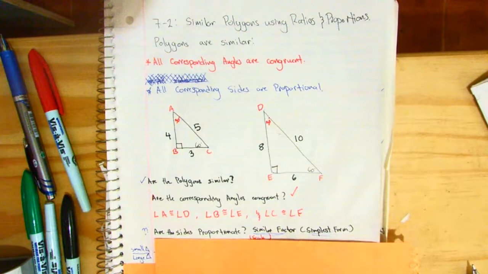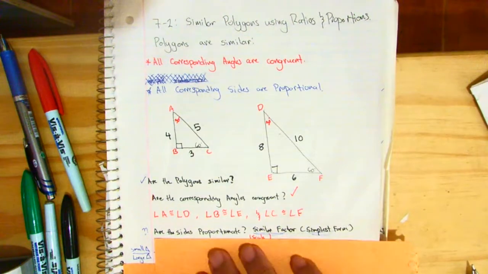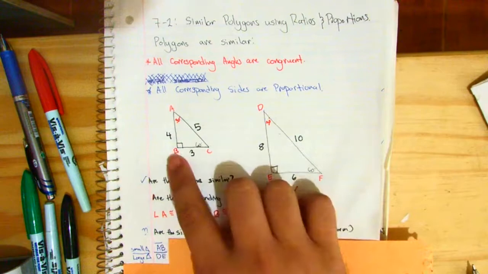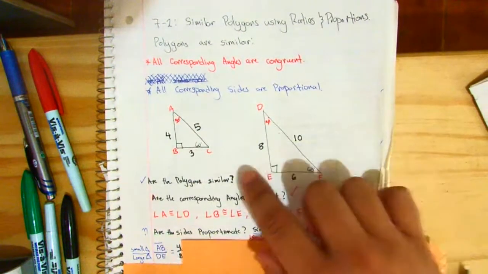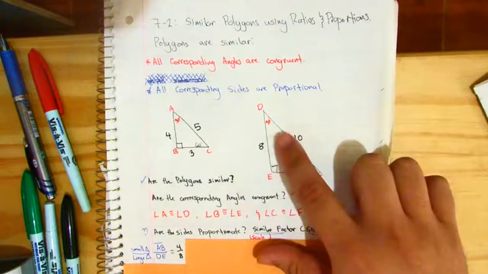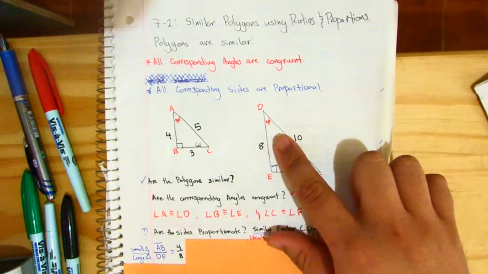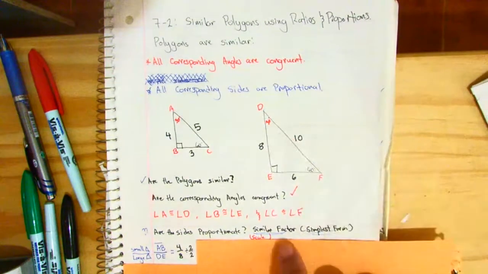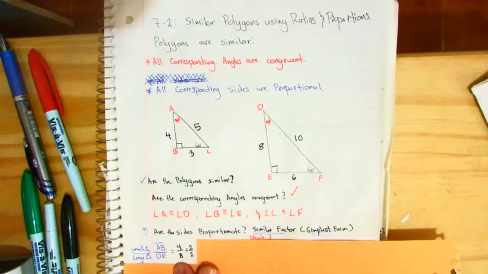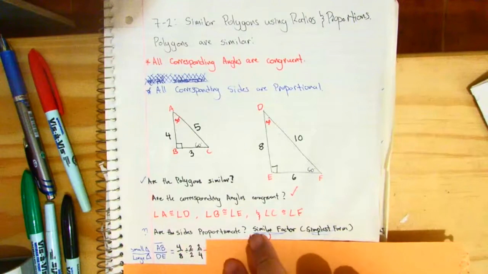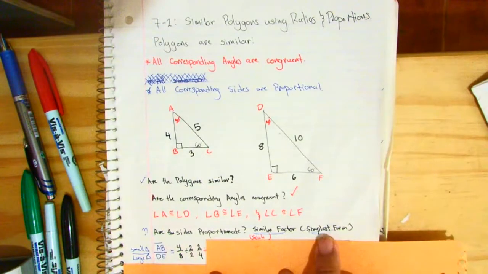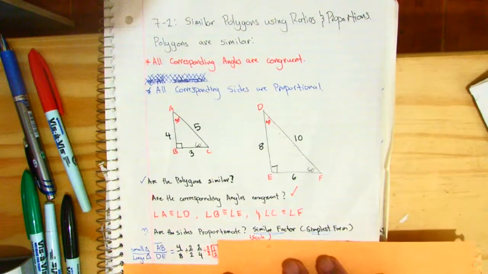The ratio we're going to use is small triangle over large triangle. We're going to compare segments AB and DE. The value of AB is 4 and the value of DE is 8. We find the scale factor first: 4 over 8. Divide by 2 and we get 2 over 4, but technically that's not the simplest form, so we divide 2 over 4 by 2 again, and that equals 1/2.